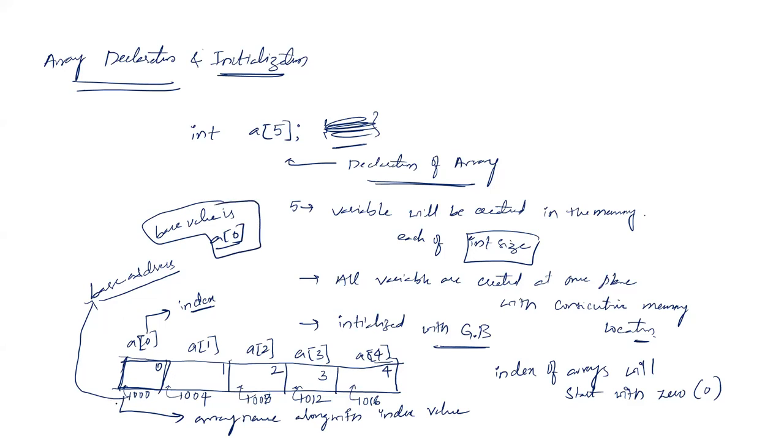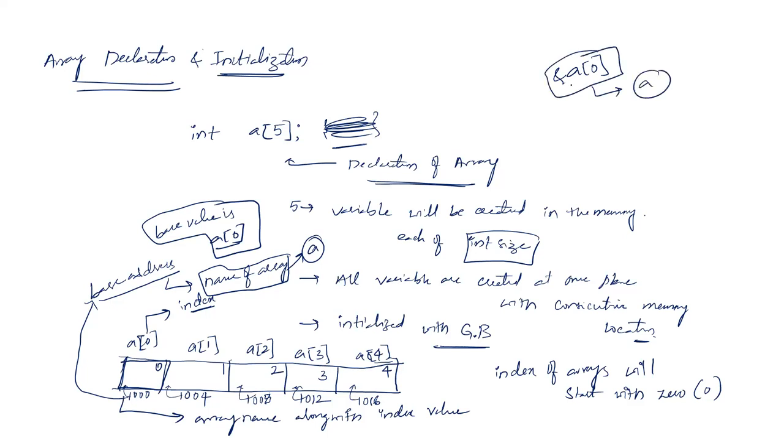This base address will be stored in the name of the array. What is the name of the array? A. Therefore, A is a base address. If I write ampersand of A of 0, it is equivalent to A. What is ampersand of A of 0? The address of A of 0, the first variable, whose address is 1000. The same way, A also represents that.